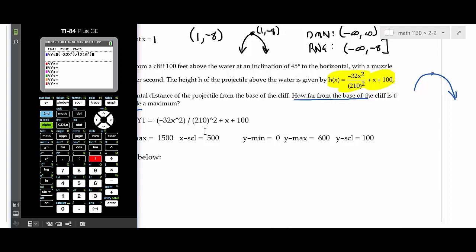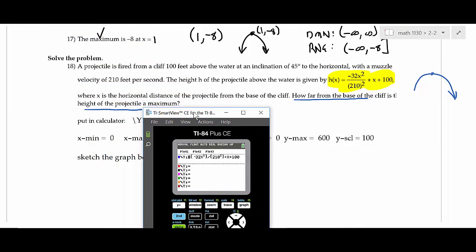You don't have to do it exactly like I typed it, because all you need the calculator to do is take 210, square it, and then divide. A good rule of thumb is when you have a fraction, put the numerator in parentheses and the denominator in parentheses. A lot of times students don't do that correctly. Then we just put in plus x, and then plus 100 like that.